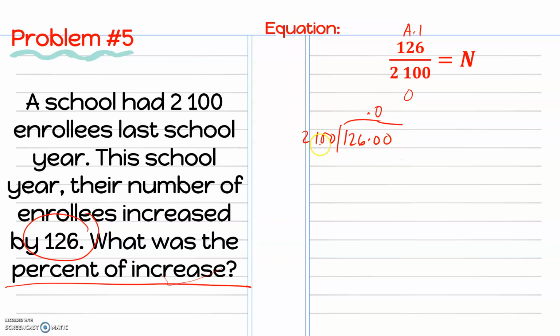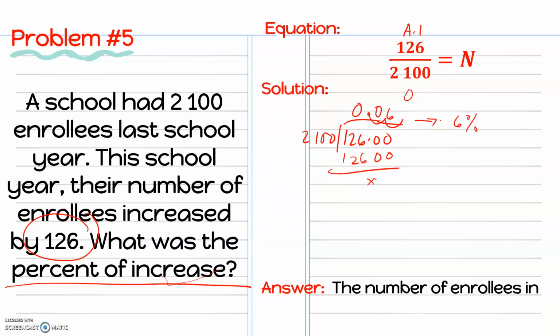12,600 divided by 2,100, that will give us, let's try 6. So 6 times 0 is 0, 6 times 0 is 0, 6 times 1 is 6, and 6 times 2 is 12. There's no remainder, so we'll stop dividing here. But we need to move the decimal point 2 times to the right to get the percent, and this will be equal to 6%. Therefore, the number of enrollees in the school increased by 6%.